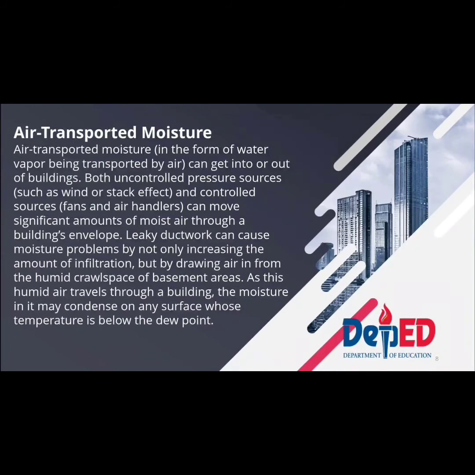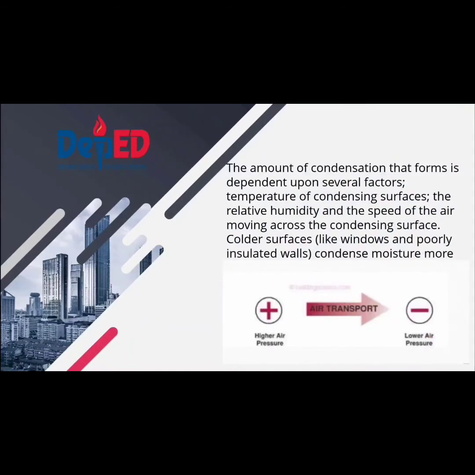As this humid air travels through a building, the moisture in it may condense on any surface whose temperature is below the dew point. The amount of condensation that forms is dependent upon several factors: temperature of condensing surfaces, the relative humidity, and the speed of the air moving across the condensing surface. Colder surfaces, like windows and poorly insulated walls, condense moisture more.